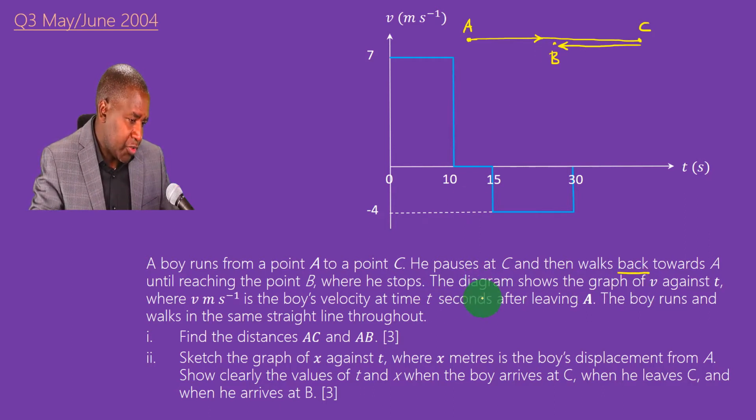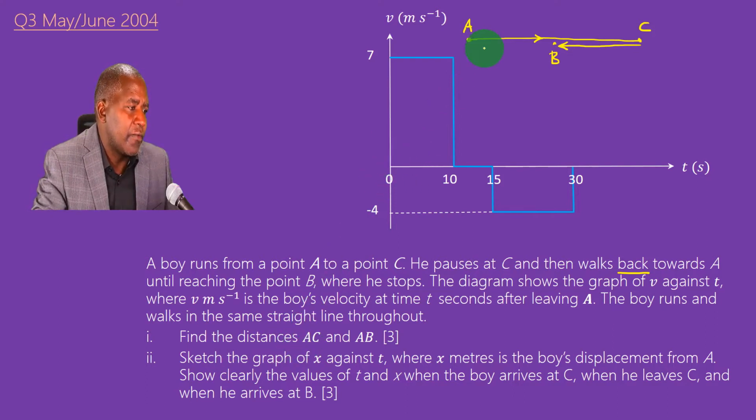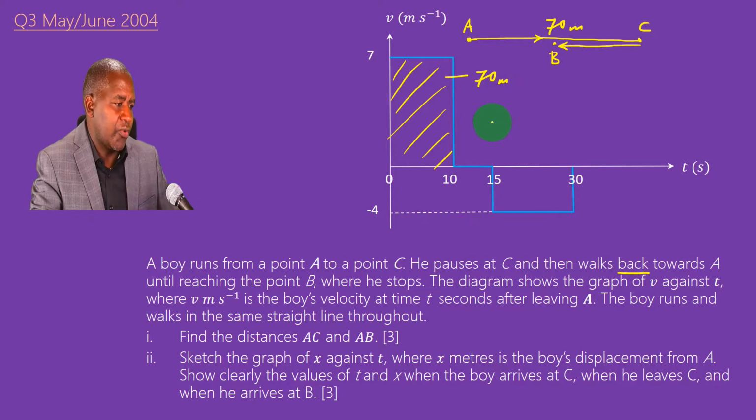So the diagram shows, all right, we are required to calculate the distance AC from A to C. It's given by this area here, which will be 70 meters. From A to C is 70 meters. How do I get that? 10 times 7.